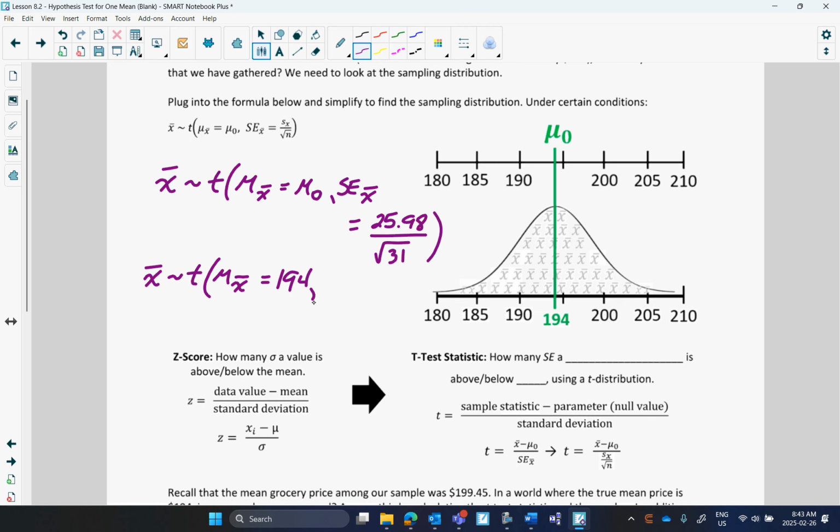When we calculate this, okay, remember this is, I'll just make sure I get the right one. Oh no, I've got it here. So if we calculated this, we would get approximately 4.67.